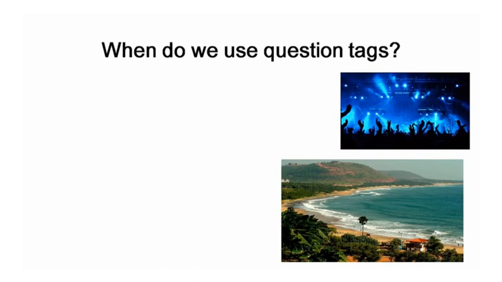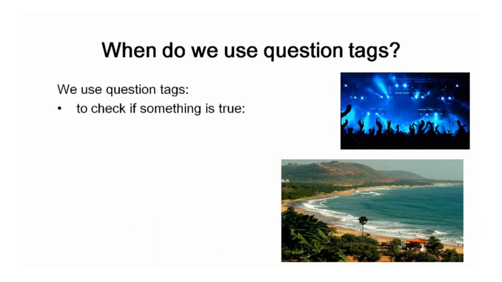The next question that we need to answer is when we use question tags. We use question tags to check if something is true. Here is the example. The concert starts at 8 o'clock, doesn't it? In this case, we want to check if the information that we have is true, and this whole sentence can be replaced with the question: Does the concert start at 8 o'clock?